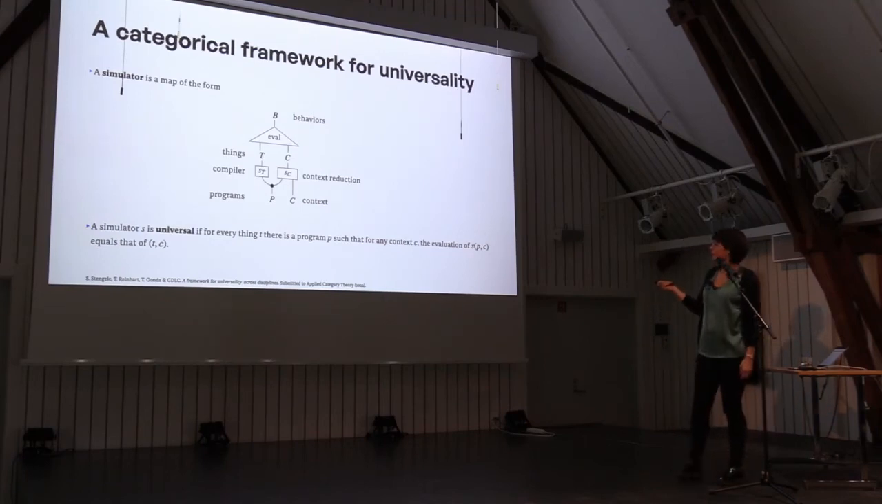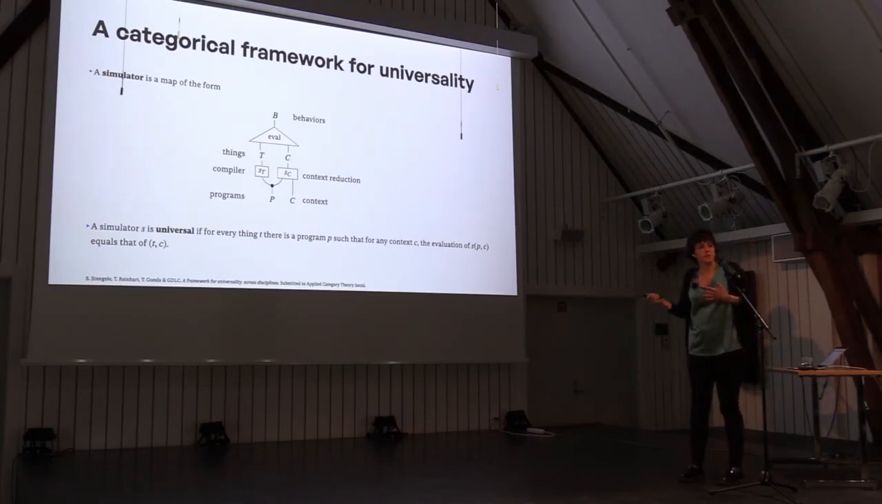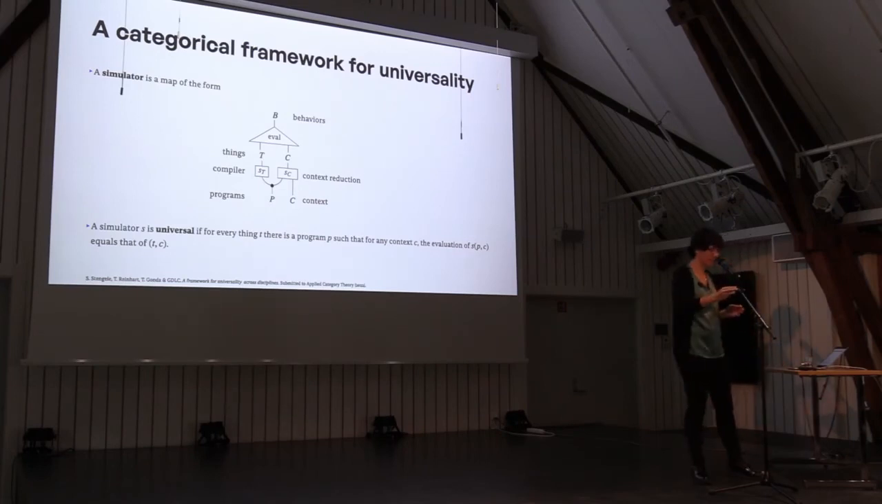And we say a simulator is universal if for every T there is a program P such that for any context C, the evaluation of S(P,C) equals that of T(C). In other words, S(P,C) behaves like or mimics T(C), the thing itself, for any context. Okay, I mean, what's interesting is the instantiations now.